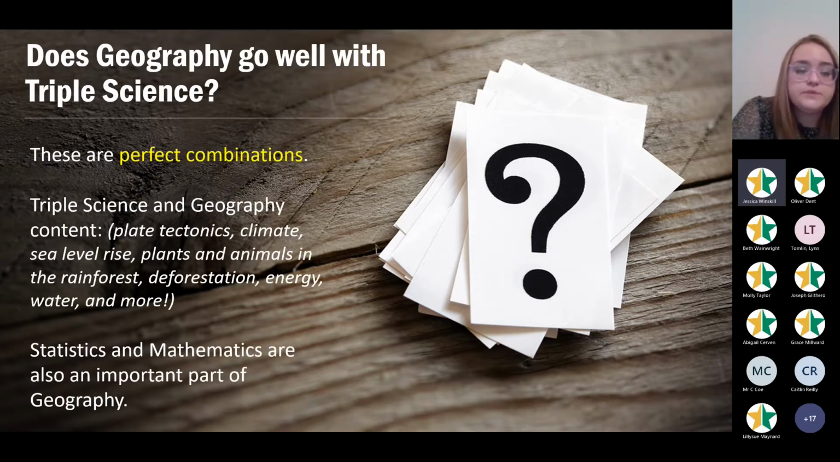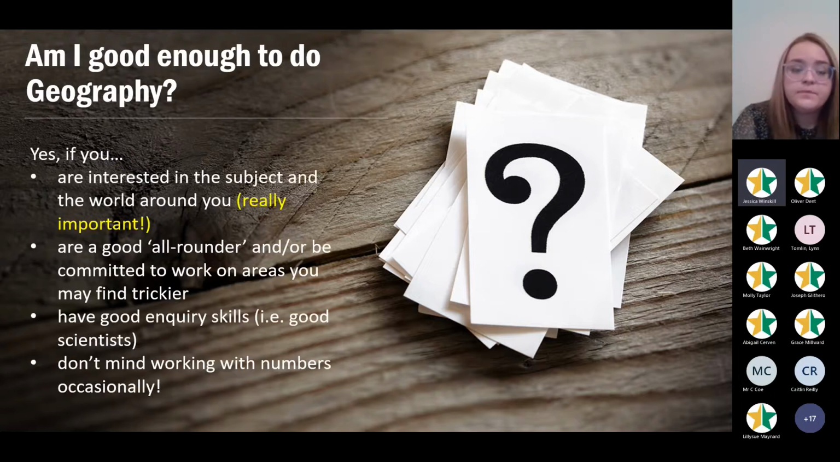Does it go well with triple science? A lot of people will be making that decision. It is a perfect combination. There's a lot of content in geography that will cross over to certain aspects of science as well. And then it also links quite nicely with maths.